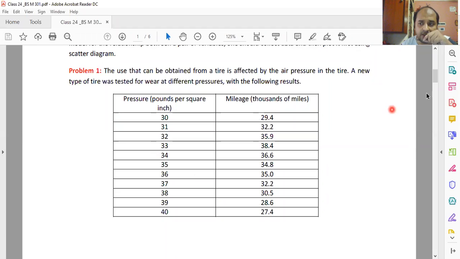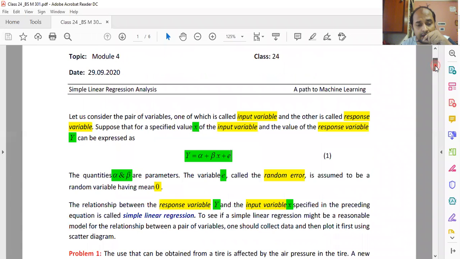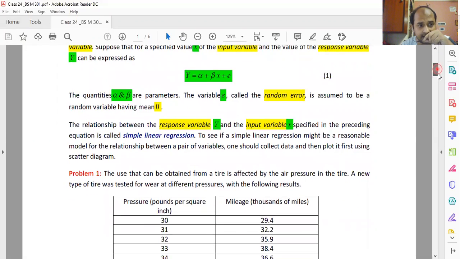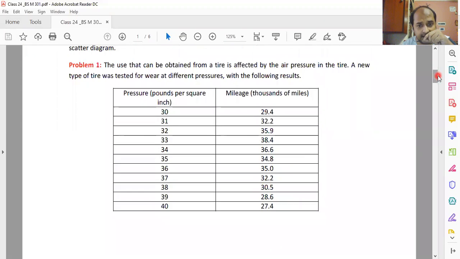In the above discussion, it is mentioned that to analyze the regression model, we need two variables. One is called the input variable and another is called the response variable. But it has not been mentioned that if a bivariate distribution is given to you, which variable should be considered as the input variable and which as the response variable. Since there is no hard and fast rule for that, you can consider either of these two variables, pressure and mileage, as input and response.